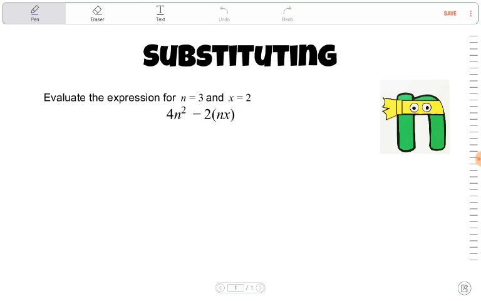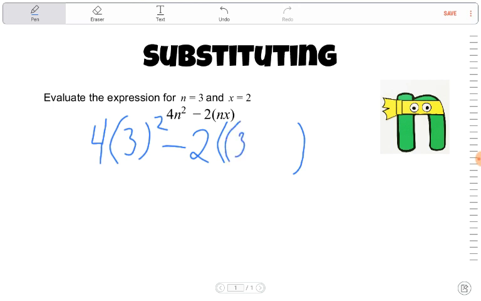So I have 4n squared minus 2nx, and remember that's n times x. So this will be 4, instead of this n here, I will plug in a 3, 4 times 3 squared, minus 2, parentheses around this whole thing, and instead of n, I'm going to plug in that 3, instead of x, I have a 2. And now it's just order of operations.